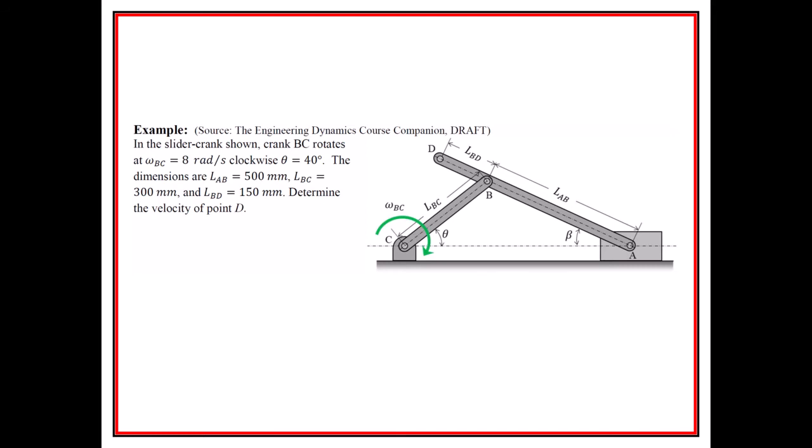The dimensions are: crank, connecting rod, LAB is 500 millimeters, LBC is 300 millimeters, that's right here, and LBD, this little extension on the end, is 150, and we want to determine the velocity of point D, right up here.